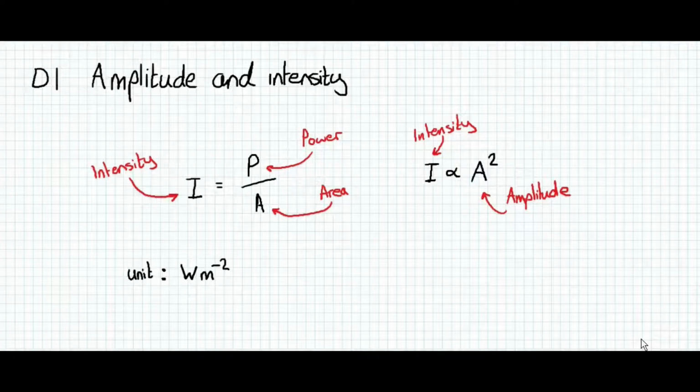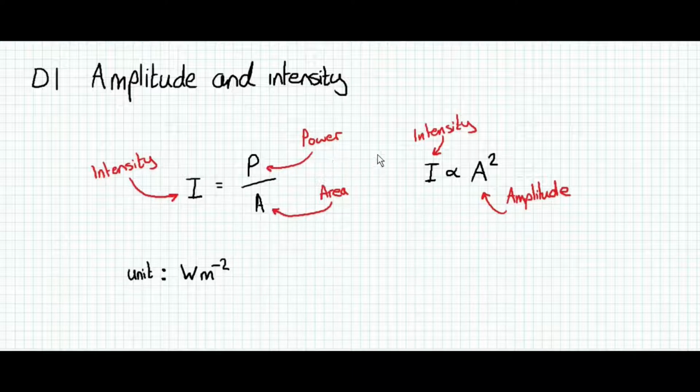So let's talk about amplitude and intensity. Intensity is equal to the power divided by the area. And what we mean by this is the intensity of radiation that you can detect from a source is equal to the amount of energy per unit time that arrives on a unit area. Or 1 watt per square meter is the intensity of light that gives 1 joule of energy per second to 1 square meter of area.